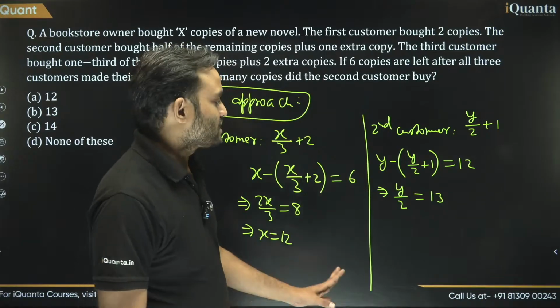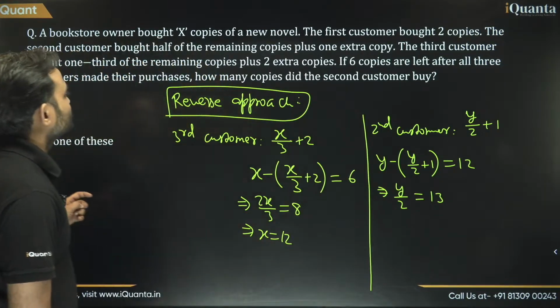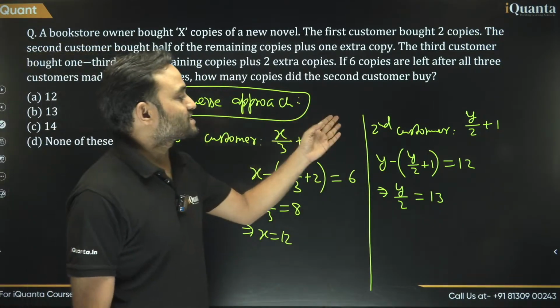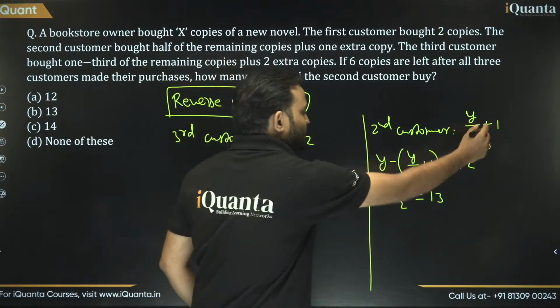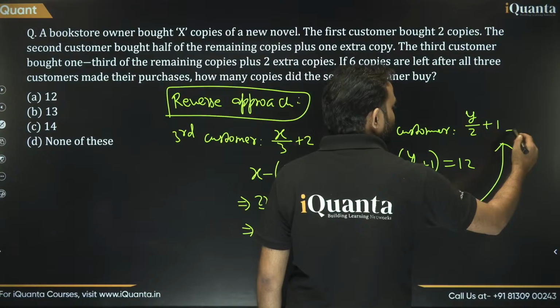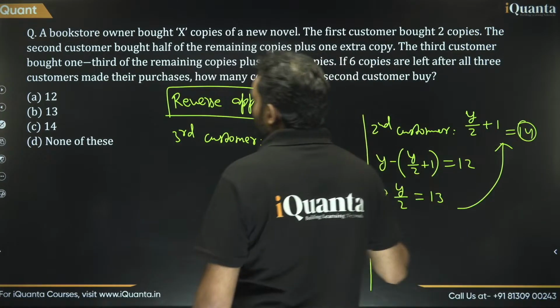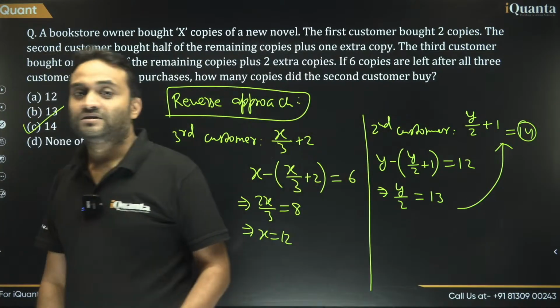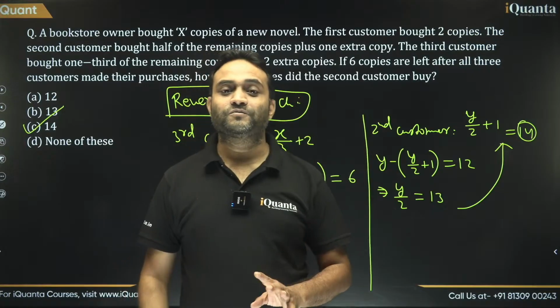This will be equal to 13. Question is, how many copies did the second customer buy? So 13 plus 1, what we can say? This will be equal to 14. So use the reverse approach and you will always get these type of questions correct.